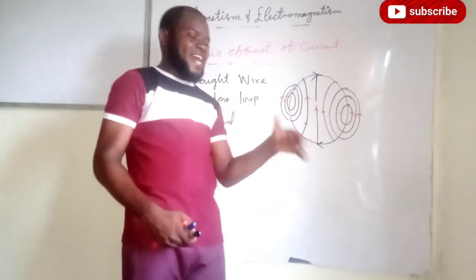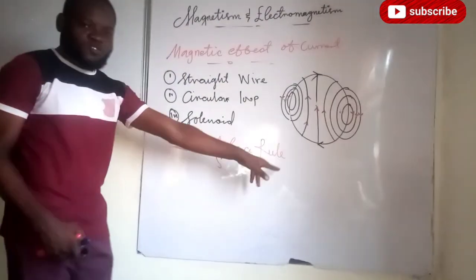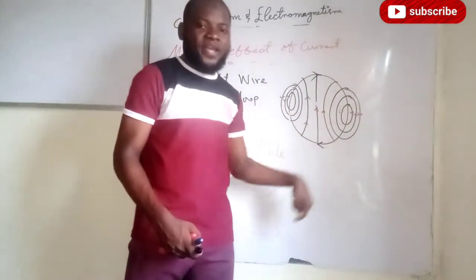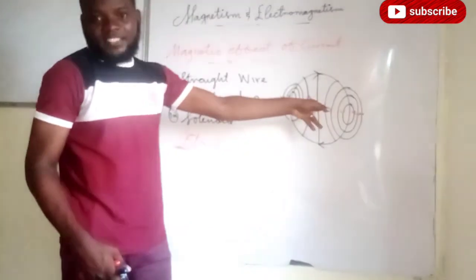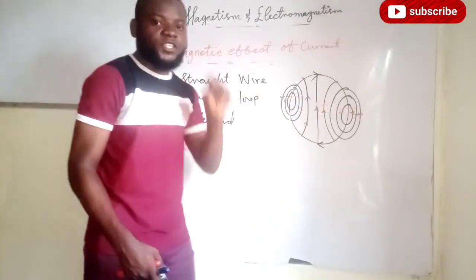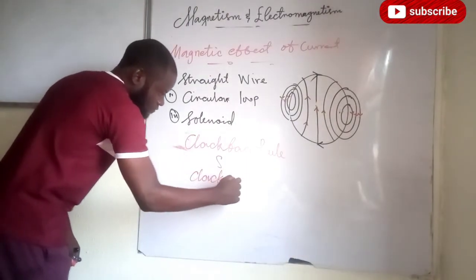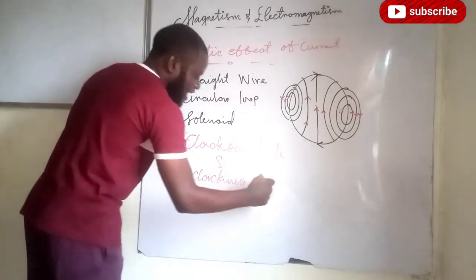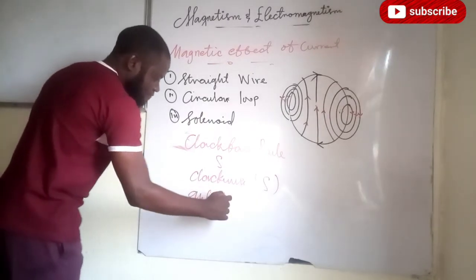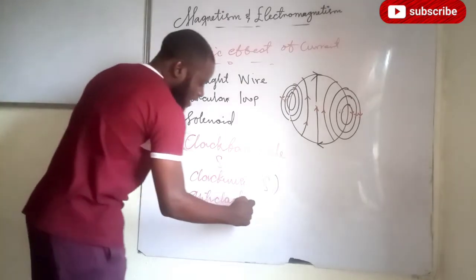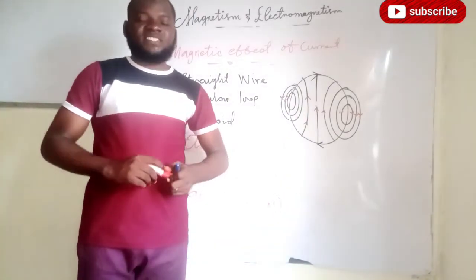But if I look at it from behind, it will be showing that it's moving anti-clockwise. So according to the clock face rule, when the direction of the current is anti-clockwise, the face you are facing is going to be the north pole. In a nutshell, the clockwise direction of the current symbolizes the south pole of the magnet, and the anti-clockwise direction of the current shows the north pole of the magnet. Do you understand that now?